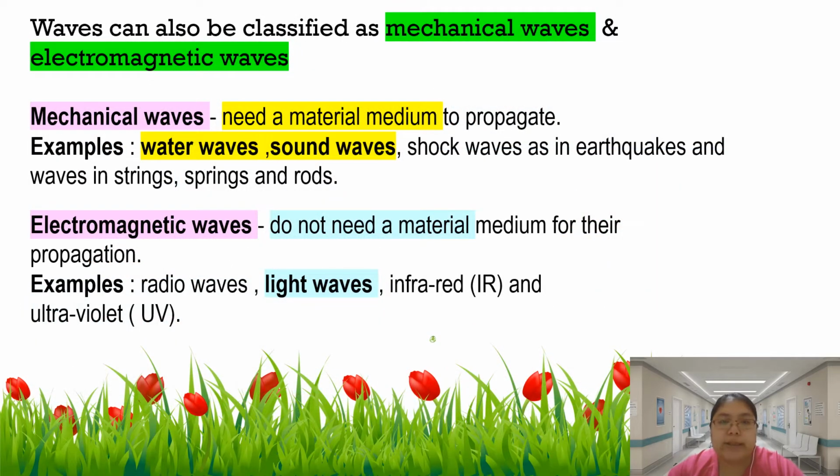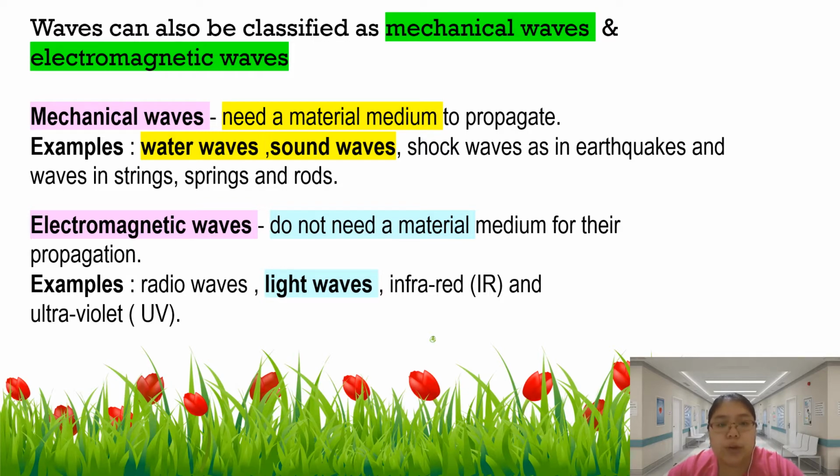Okay, now we're going to see the types of wave. Waves can be classified into two types, mechanical waves and electromagnetic waves. Let me see what a mechanical wave means. A mechanical wave is a wave that needs a medium to travel. For example, we have water wave, sound wave, shock wave such as an earthquake, and also waves in a string and a spring.